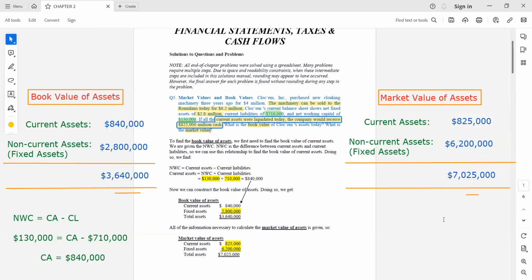So what is the purpose of this first question? It is for you to identify which one is book value, which one is market value, and you need to know that for assets, we have current assets and non-current assets. That's why you see, once you understand the income statement and balance sheet, things are easy, right? Okay, so that's the first question over here.